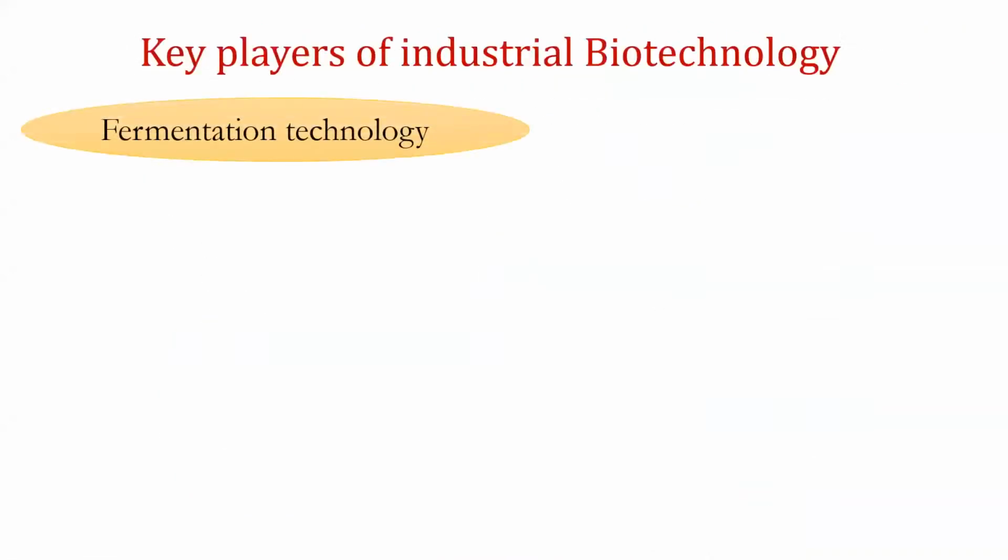So what are the key players of industrial biotechnology? You all know fermentation technology is a very old process, where we use microbes to generate our desired end products. The main basic step is microbial growth. Once microbial growth has taken place, you go for extraction of your desired end product. Extraction and purification of the end product come under downstream processing, while microbial growth, enhancing it to get a better yield, comes under upstream processing. And this fermentation technology requires proper design and development of bioreactors.